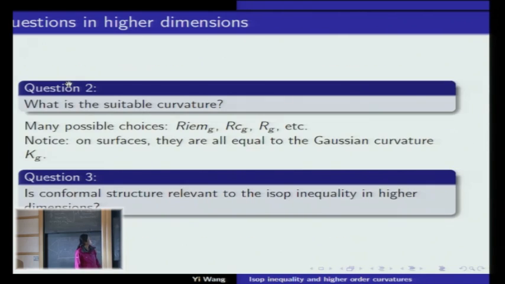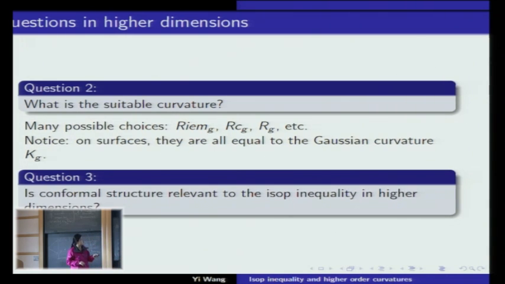All right. So another question, which is quite natural, is that in higher dimension, what should be the correct curvature to look at? Well, in two dimensions, it's kind of obvious that everything boils down to the same one, which is the Gaussian curvature. But in higher dimension, there are many choices, like the Riemannian curvature tensor, or the Ricci curvature tensor, or scalar curvature. So a lot of choices in higher dimension.